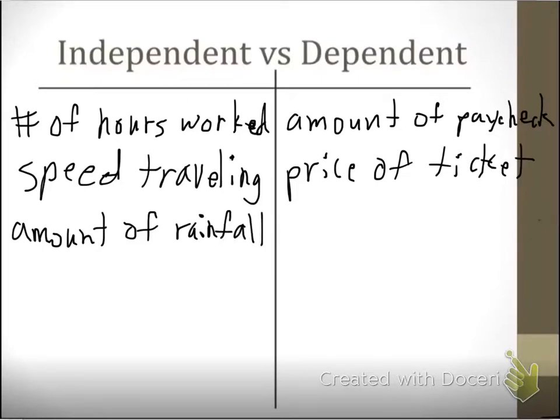So what would be the dependent variable there? The grass. Speed the grass grows at. Speed the grass grows at, or the height of the grass, right?